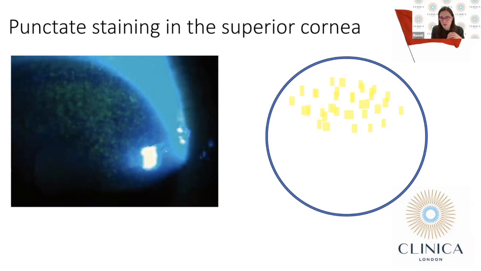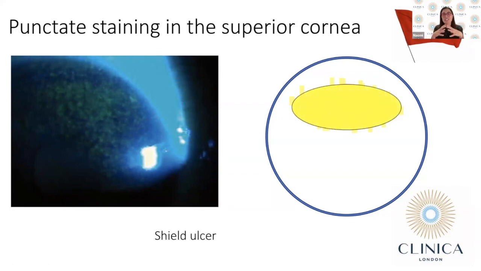And the reason to worry about it, so I've drawn it diagrammatically here. These little punctate stains can actually go on to coalesce into one big epithelial defect. So if you see it where it looks like that picture and there's a lot of staining all in one area, it is on the path to breaking down entirely. And that is called a shield ulcer.